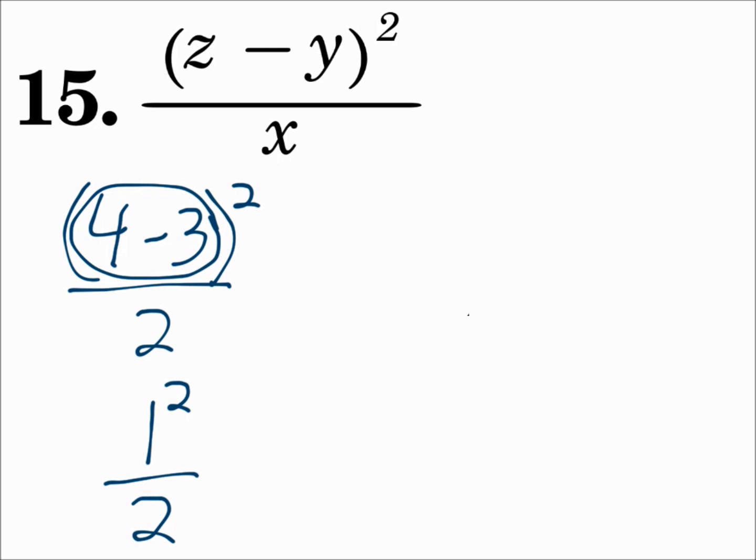Now in the numerator, we have 1 squared. So we'll do that. 1 squared is 1. The denominator is just 2. We're now finished. The answer is half.